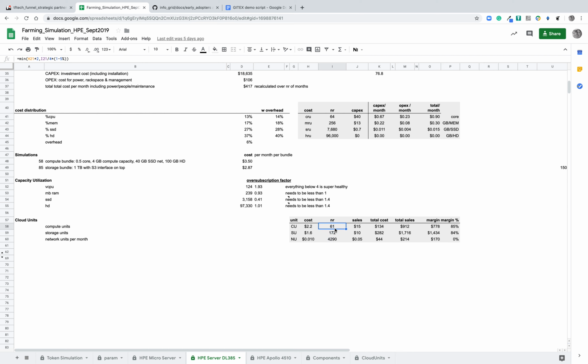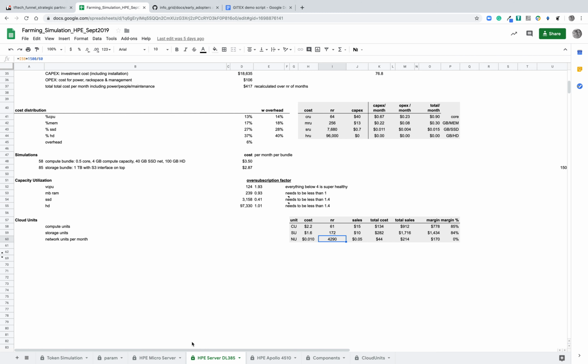So this particular box will present 61 compute units. That's a combination of both cores and memory. It will have 172 storage units, which is a combination of SSD and HDD. And in order to use that in a way that we see fit, you need 4,290 network units to push data in and out, which makes the box usable on the grid.